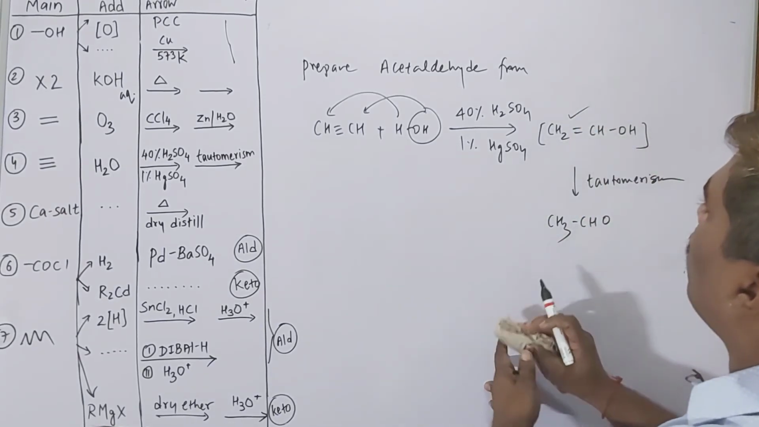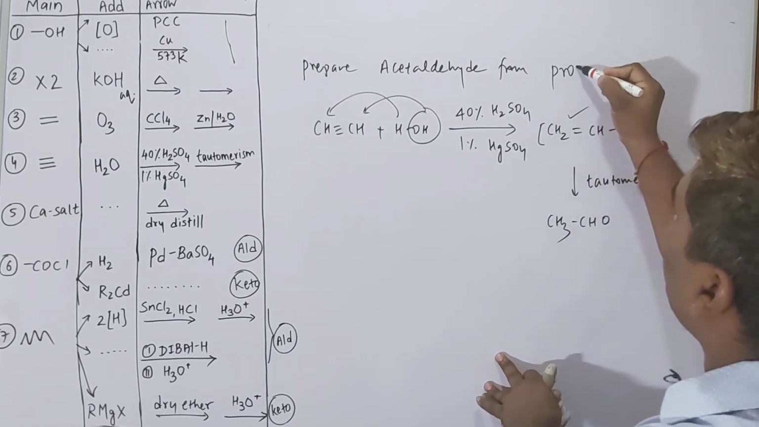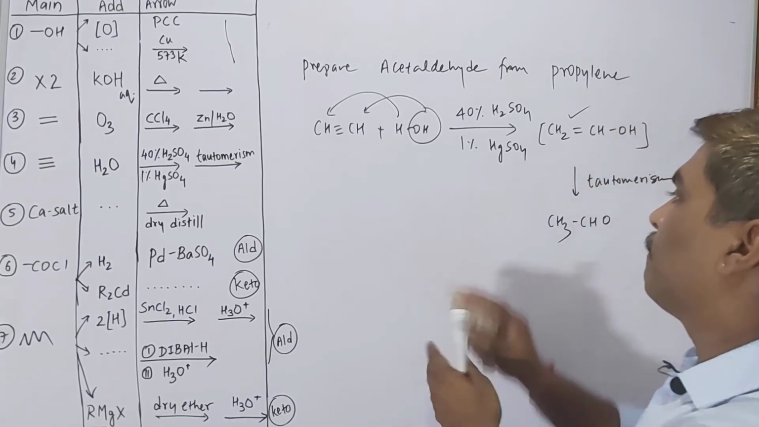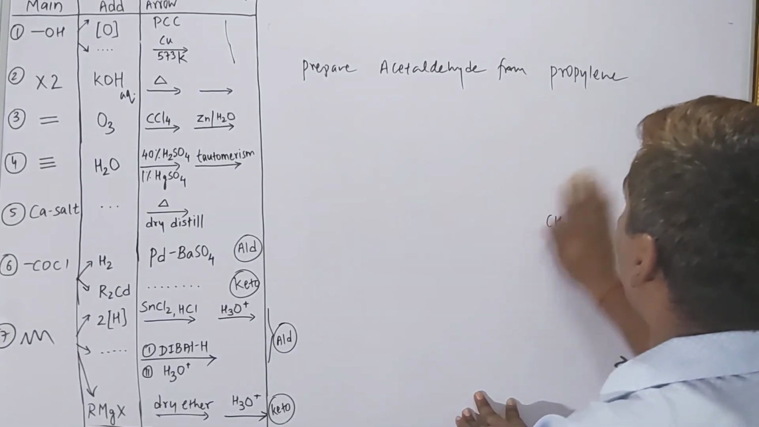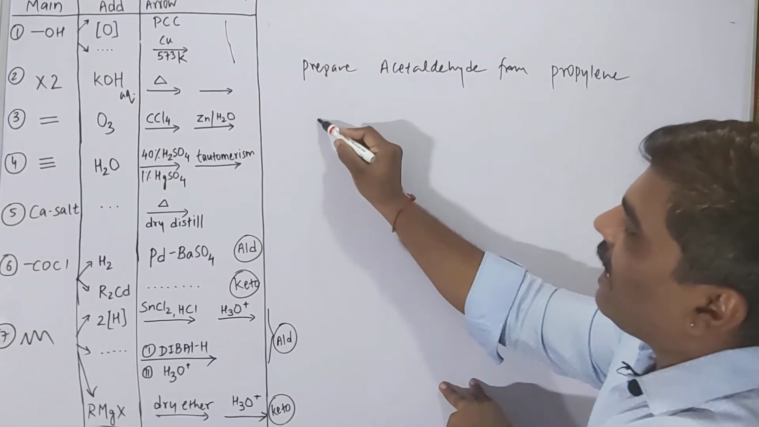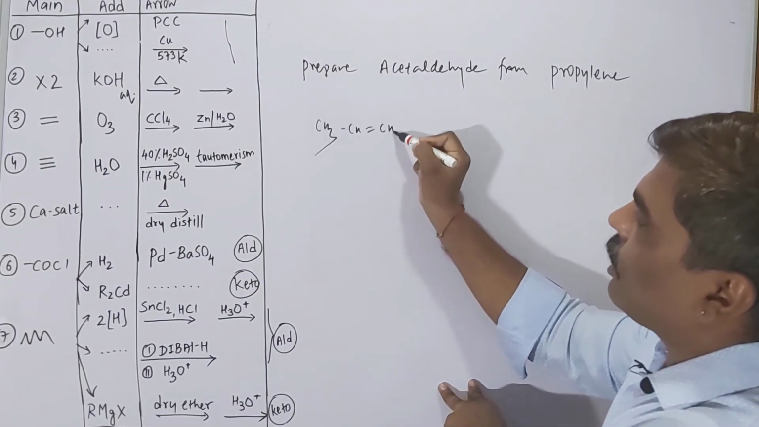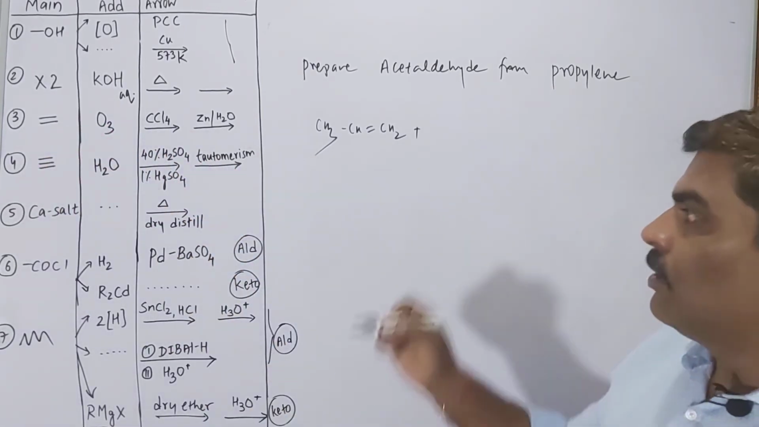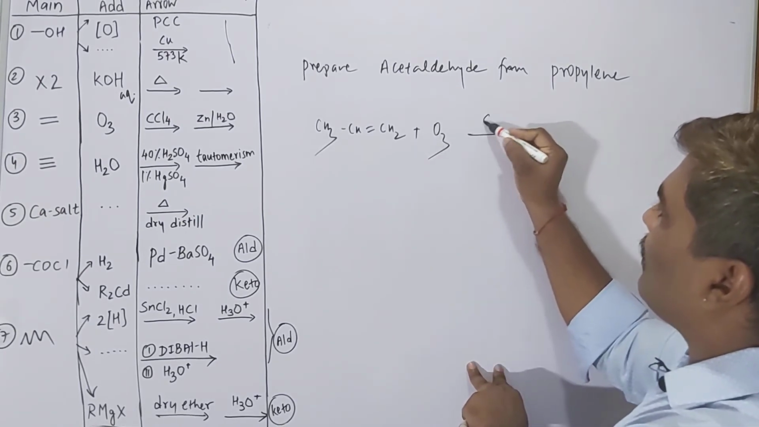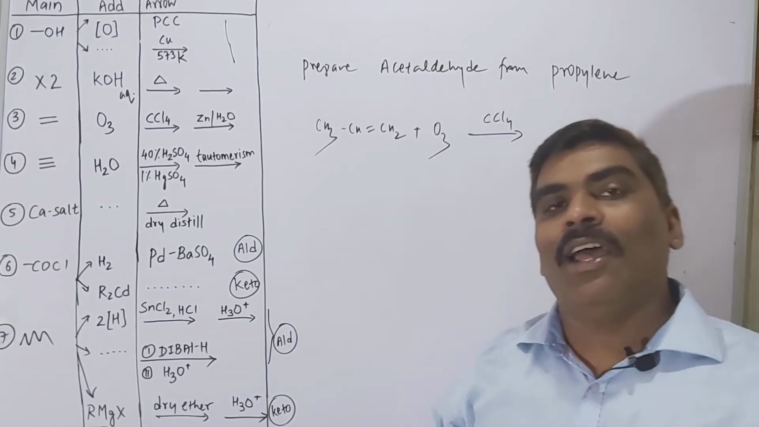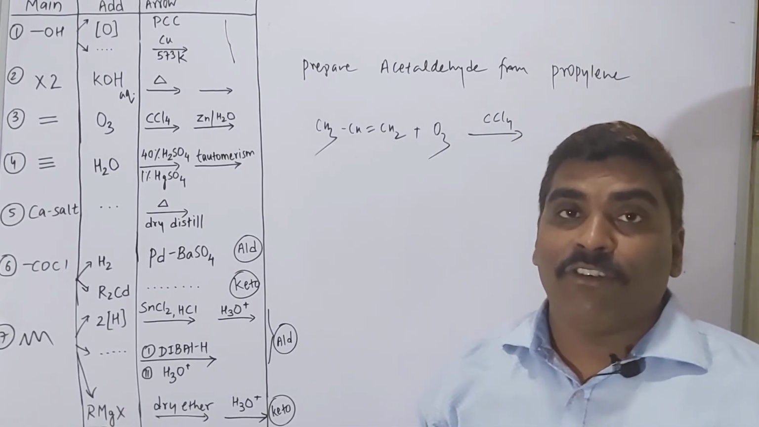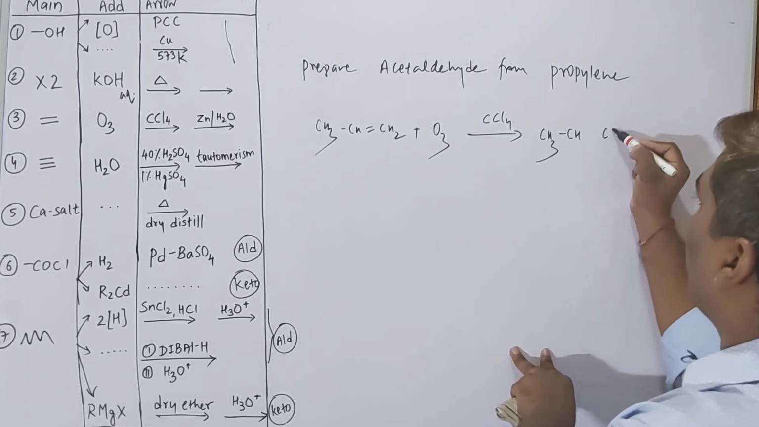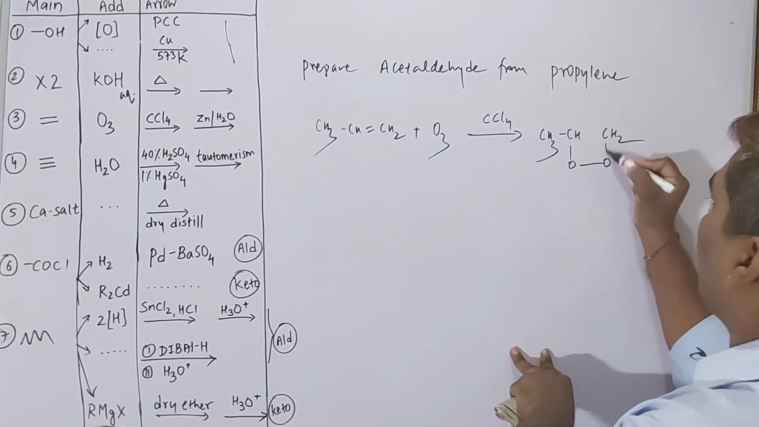So here I'll write propylene. Propylene is an alkene, that is, CH3CH double bond CH2. So for the double bond, what do you have to put there? Ozonolysis, in the presence of a solvent like CCl4. What happens in this? Ozonide is formed. So how do we write that structure? See, this is the way you have to write the ozonide.